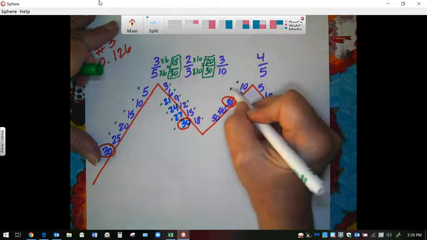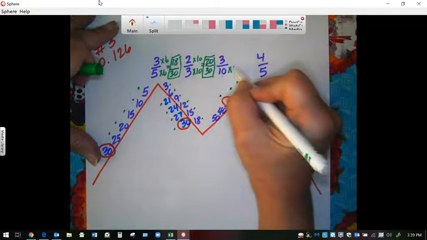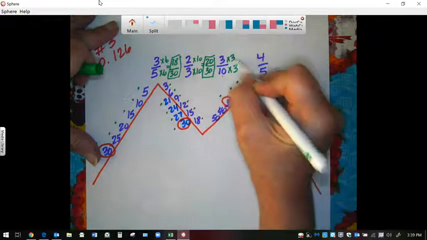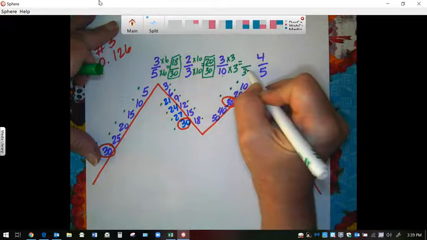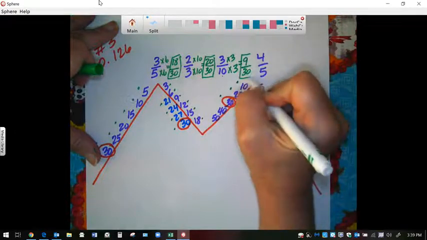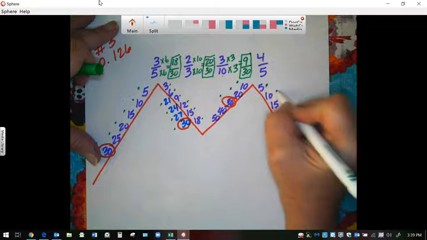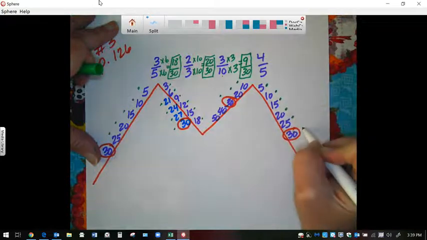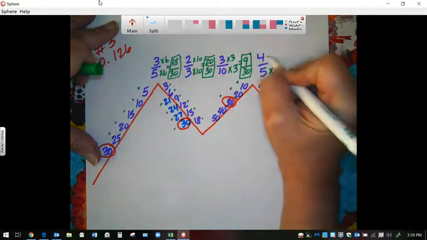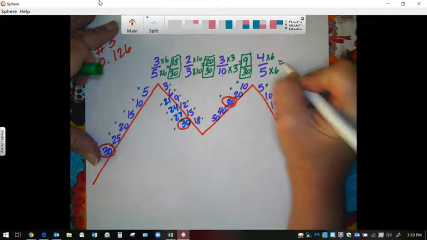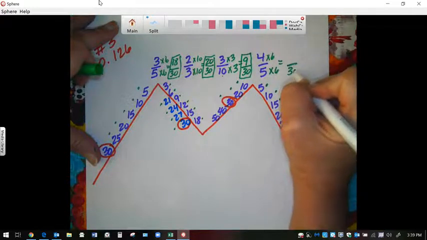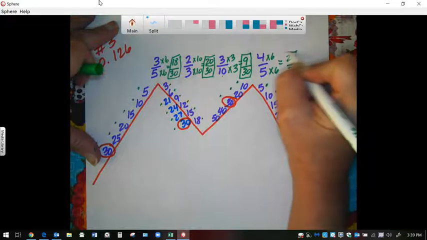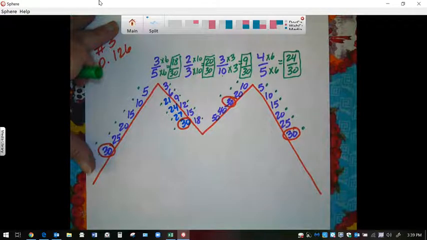1, 2, 3 times 3, because we use 3 multiples. And you write your fraction, and that is 9/30. 1, 2, 3, 4, 5, 6. We multiply times 6, and that is 24/30. So now they all have the multiple of 30th.